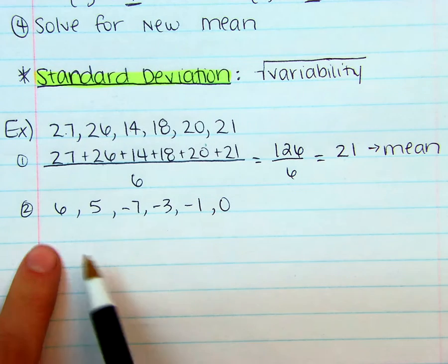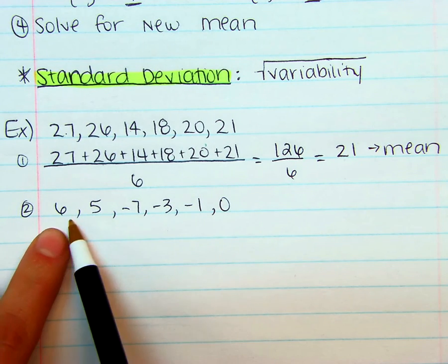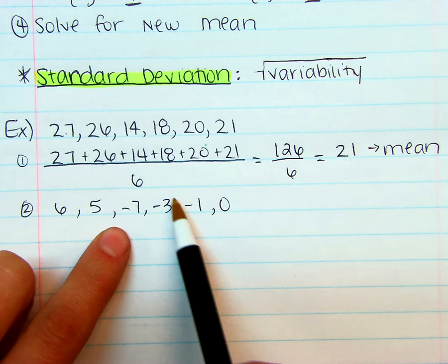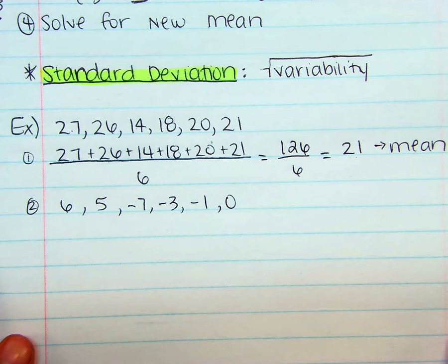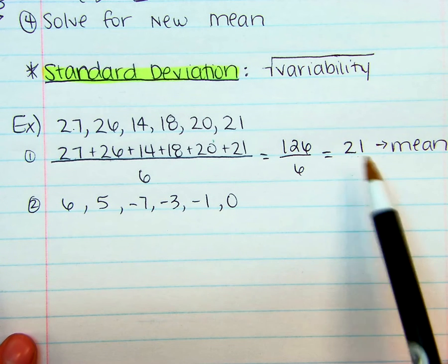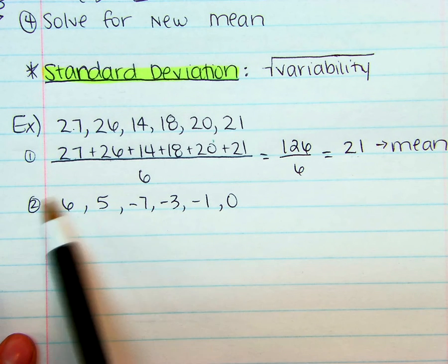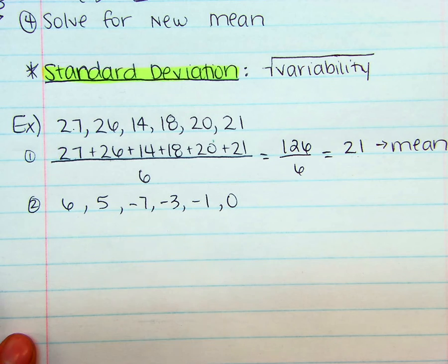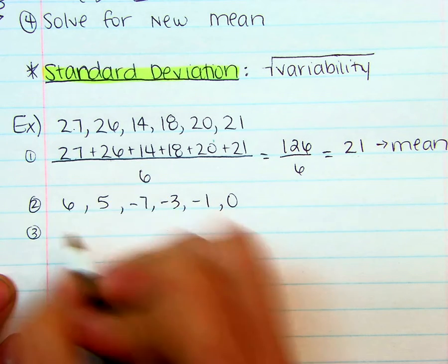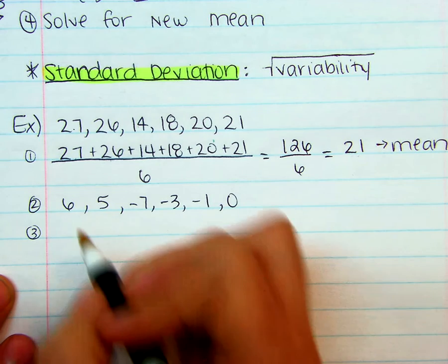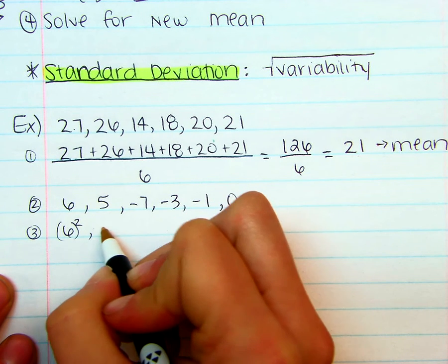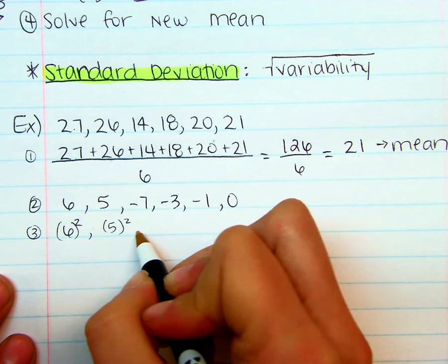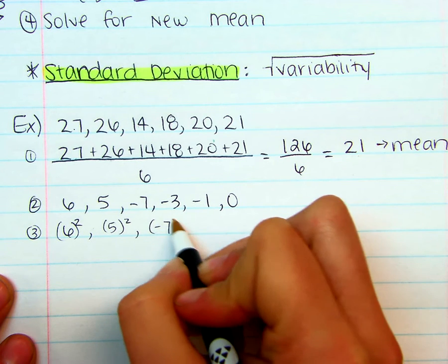Okay? Now, this tells us if it's positive, that it's above the average, and a negative number tells us it's below the average. Think of the mean as 0, the center, and above is going to be positive, below is going to be negative. So step 2, we found the difference. Step 3, we're going to square each term. So 6 squared, I'm going to put parentheses around this, so I know I'm squaring the whole term, which means I'm including the negative.